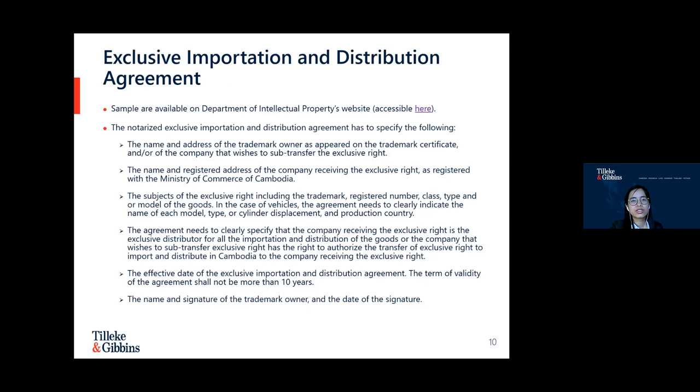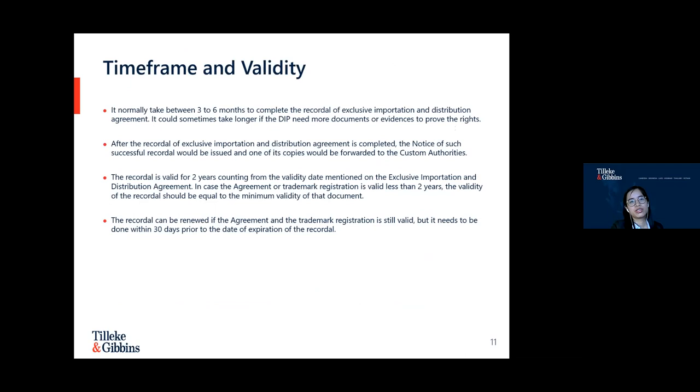For the time frame of the recordal, it normally takes between 3 to 6 months to complete, although it could sometimes take longer if the DIP needs more documents or evidence to prove the right. After the recordal is complete, the notice of successful recordation will be issued, and one copy of it will be forwarded to the customs authorities.